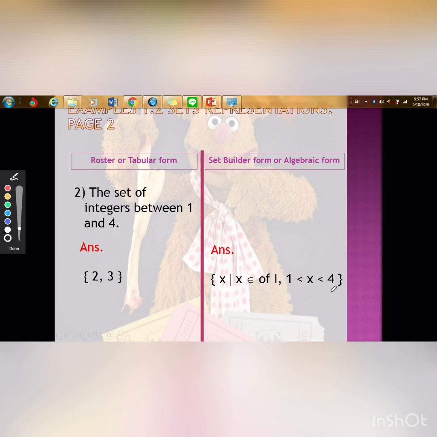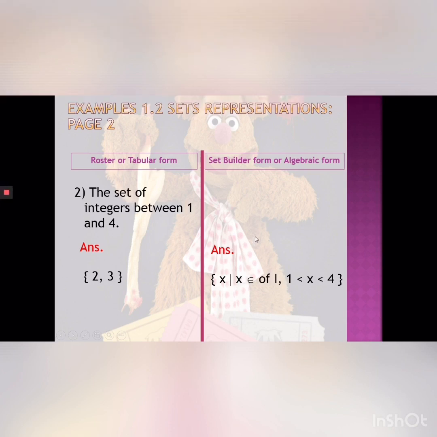Well, anyway, you can also use this one, like 2 greater than or equal to x and less than or equal to 3. Okay, that will be the same answer. So I will consider that. Okay, let's move on to the next example.